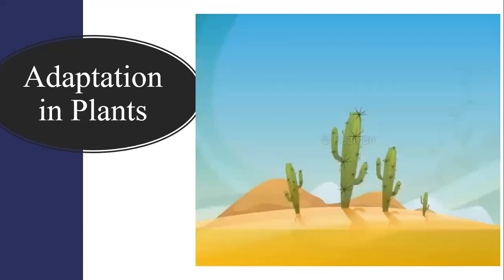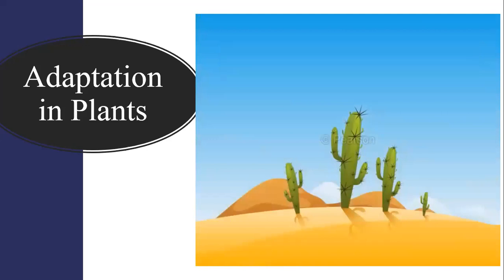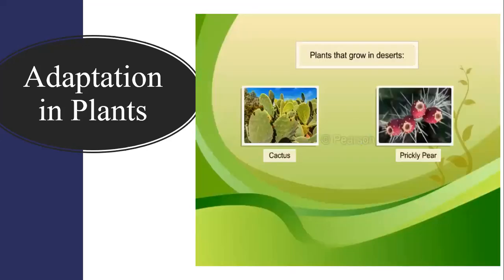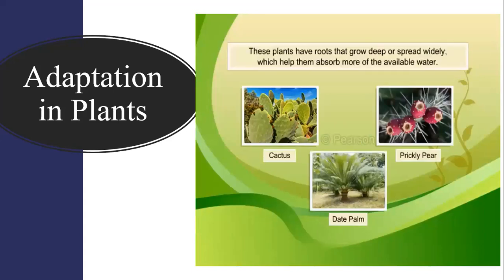The desert areas are covered with sand and receive very little rain. Hence, plants like the cactus, prickly pear, and date palms, which need very little water to survive, grow here. These plants have roots that grow deep or spread widely. This helps them absorb more of the available water.